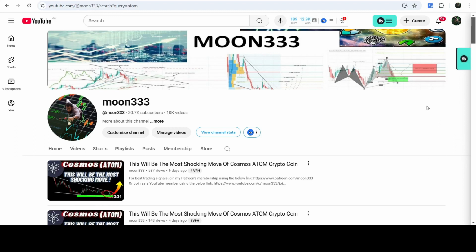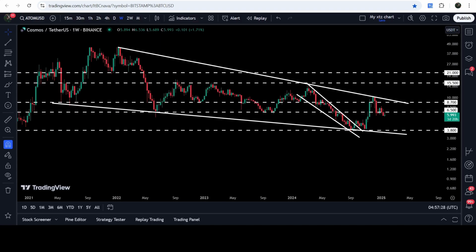As in my earlier videos, I was showing you that the price of Atom was once again rejected by the resistance of a huge falling wedge pattern on the 7 days time frame chart. And this was one of those videos. Now let's move to the live chart.